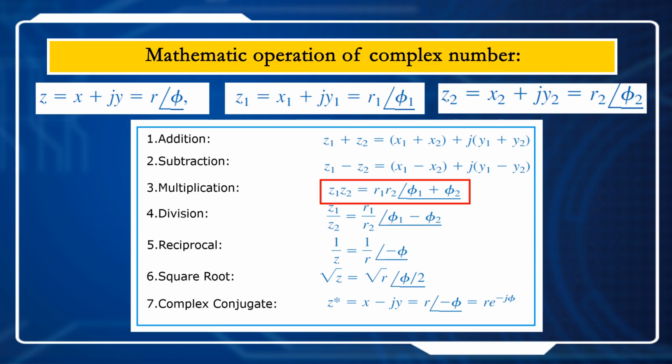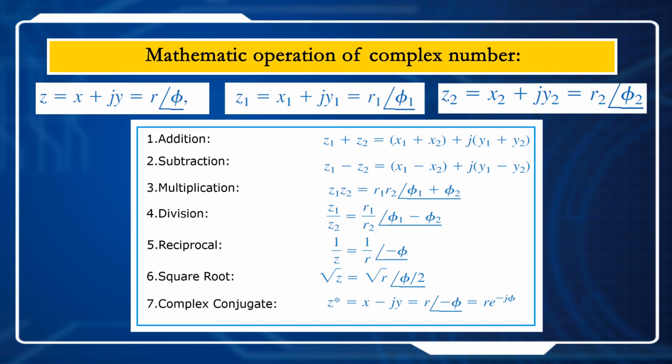The fourth operation is division. Z1 divided by Z2 equals R1 over R2 angle phi 1 minus phi 2, which means we divide R1 by R2, and we subtract phi 2 from phi 1. The fifth operation is reciprocal. 1 over z equals 1 over r angle minus phi. The sixth operation is square root. The square root of z equals the square root of r angle phi over 2.